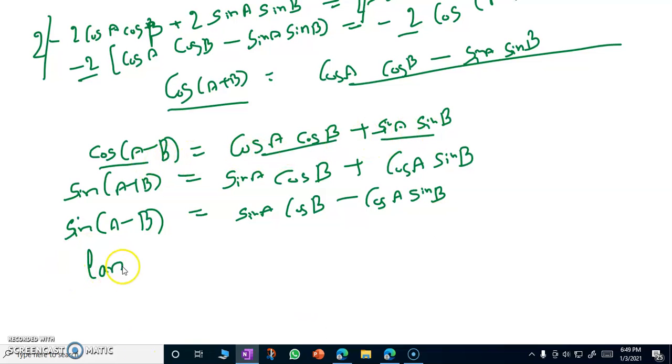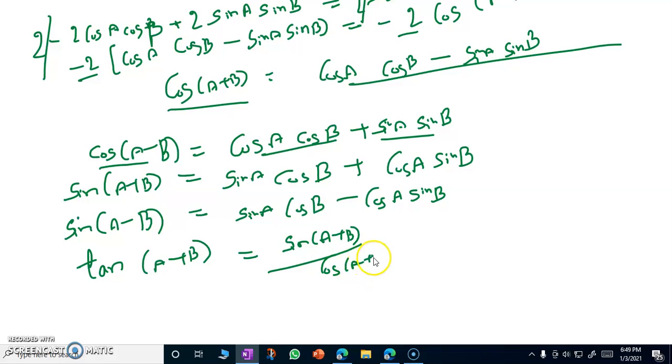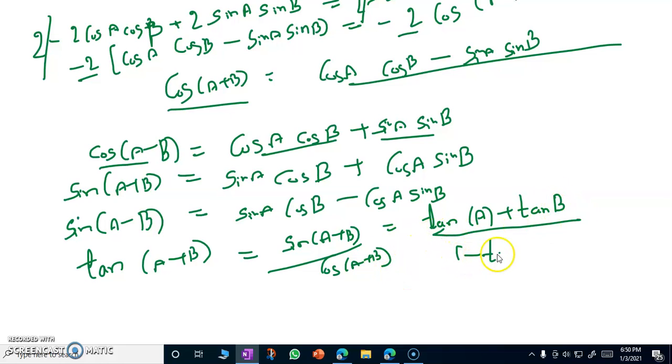Similarly, I can prove the theorem for tan of A plus B. You know, tan is the ratio of sin to cos. Sin of A plus B upon cos of A plus B. When we substitute this formula and simplify, we get the formula for tan of A plus B as tan A plus tan B divided by 1 minus tan A into tan B.